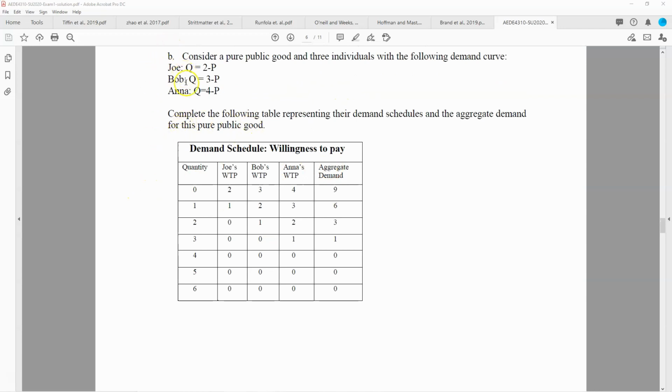So that is the meaning of non-rival. And when we check question B, again, it is an aggregate demand curve question, and for each level of quantity, we need to find everyone's willingness to pay, and the aggregate demand for this public good would be the sum of everyone's willingness to pay. First, when the quantity is 0, the willingness to pay for everyone would be 2, 3, and 4 respectively. Then the aggregate demand would be 9, and we do this one by one. Then we get the aggregate demand corresponding to each quantity.